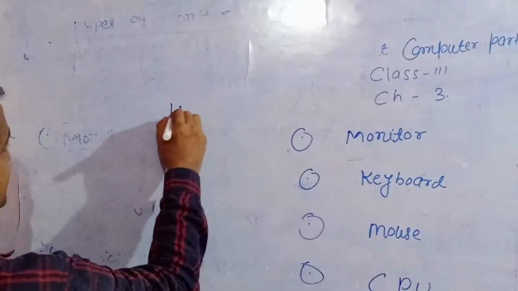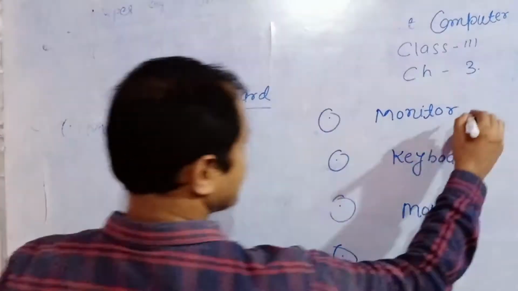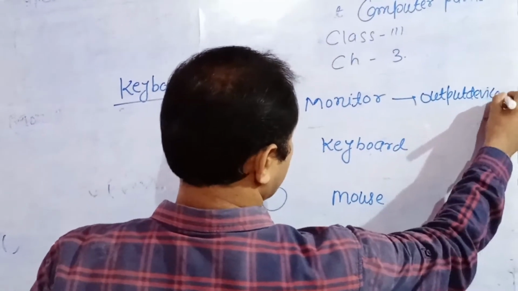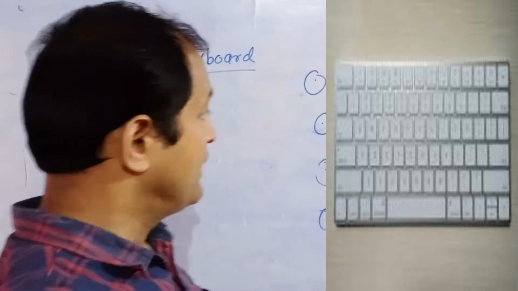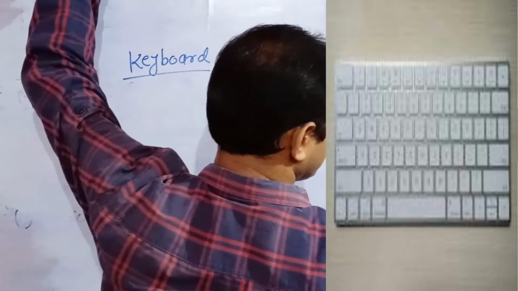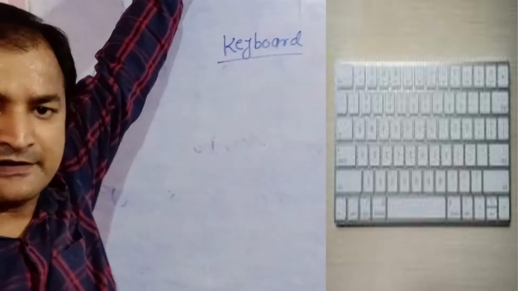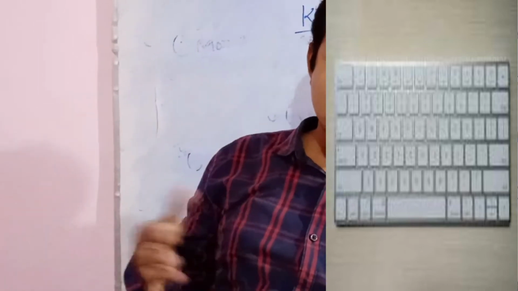The second topic is keyboard. The monitor is an output device. Why is the monitor an output device? Because it outputs the data. You see the picture, this is the output, not the input. But the keyboard is the input device, not the output device. The keyboard is an input device because they put in the data and instruction. This is the keyboard. And I put the data in the computer, not the output.